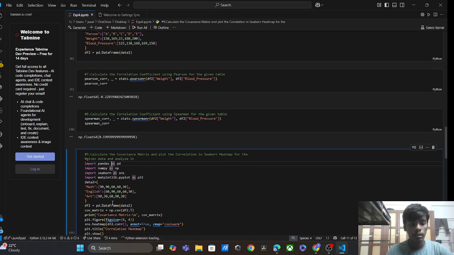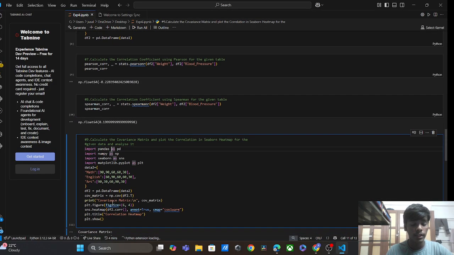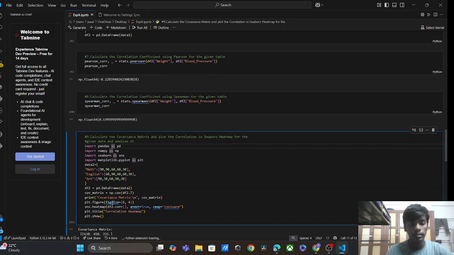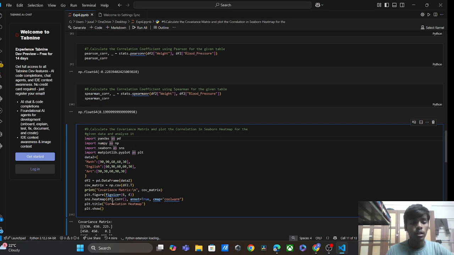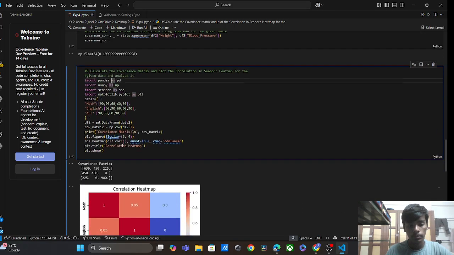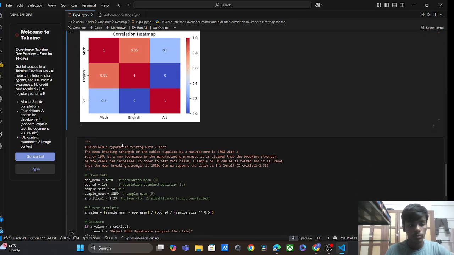This is our ninth question. The ninth question is about covariance and correlation heat maps. We calculate the covariance matrix for maths, English, and art scores. Then we use Seaborn to plot the heat map of the correlation. This lets us visually see which subjects have a strong relationship. This is our output of the ninth question.